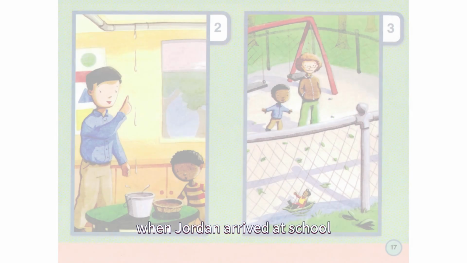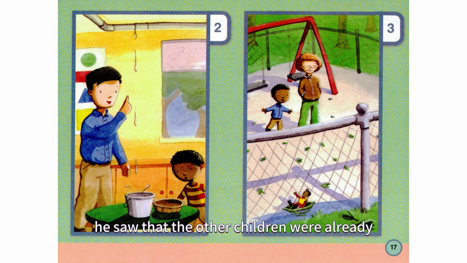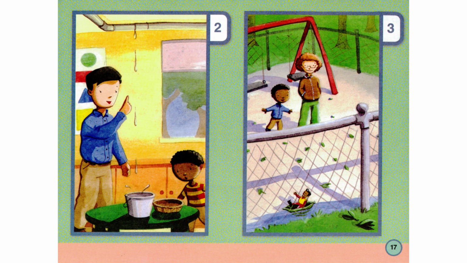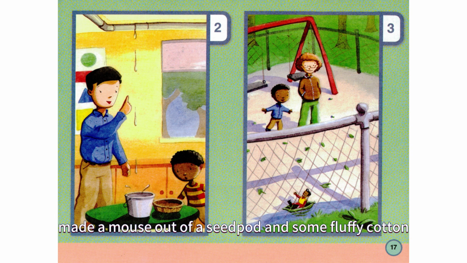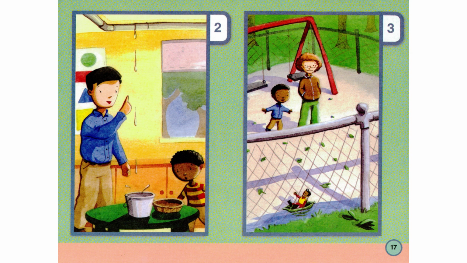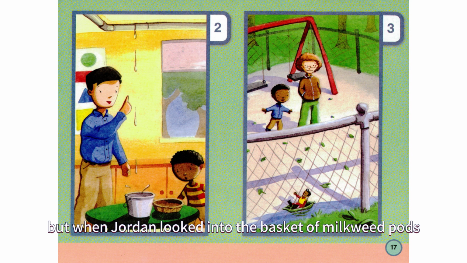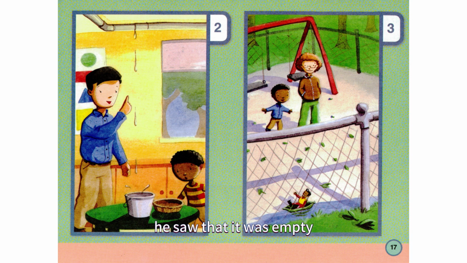When Jordan arrived at school, he saw that the other children were already hard at work. Maggie made a small bird's nest out of several seed pods stuck together. Rafi made a mouse out of a seed pod and some fluffy cotton. Caroline and Amir made a cradle for a tiny doll. "I can't wait until everyone sees Cy in his speedboat," Jordan thought. But when Jordan looked into the basket of milkweed pods, he saw that it was empty.